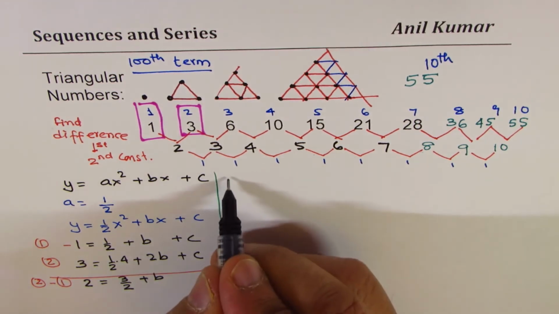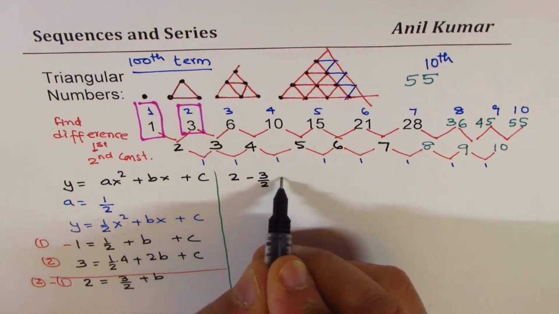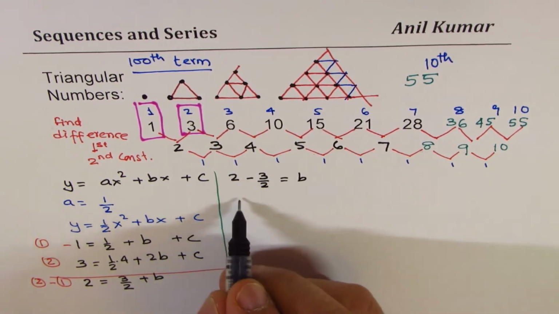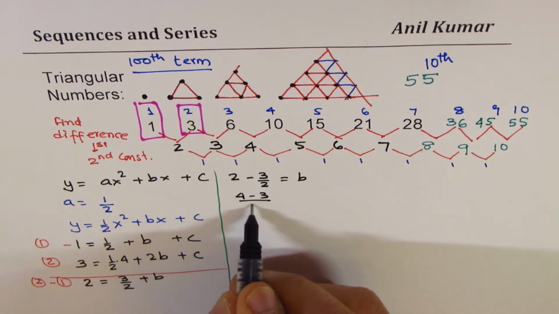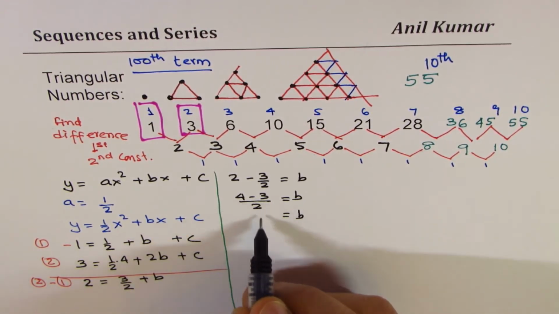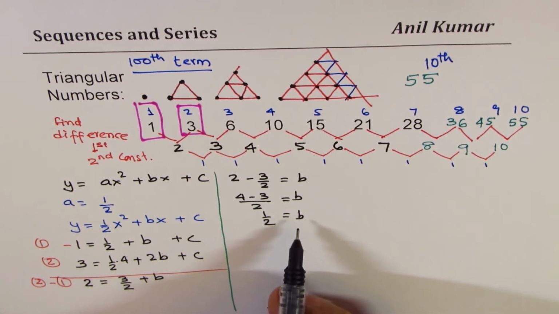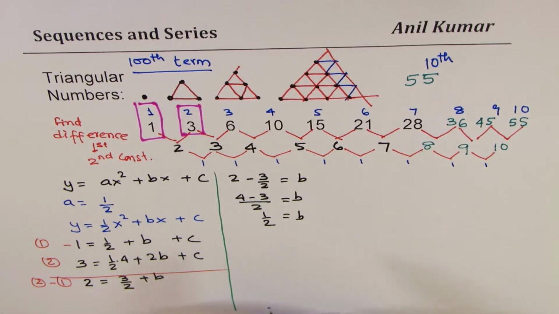So in this equation, we have 2, and then we'll take 3 over 2 to the left side, and then we say this is b. So 2 times 2 is 4. 4 minus 3 divided by 2 is b. Or we can say b is the number half, right? 4 minus 3 is 1. Once we know what b is, we can find what c is, correct?